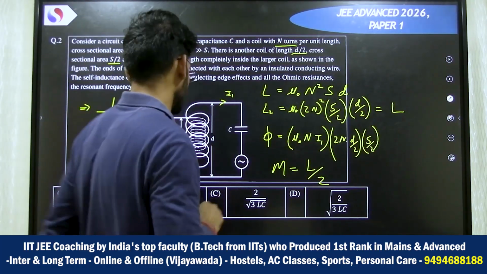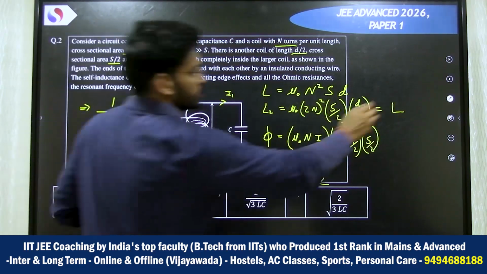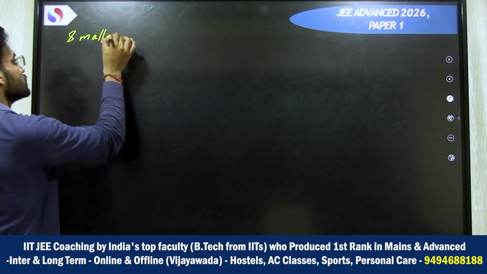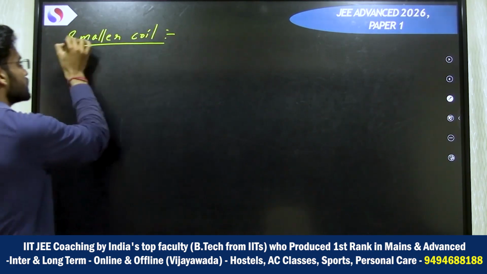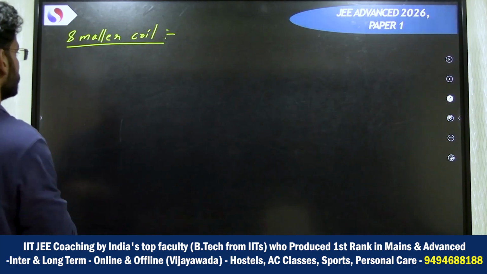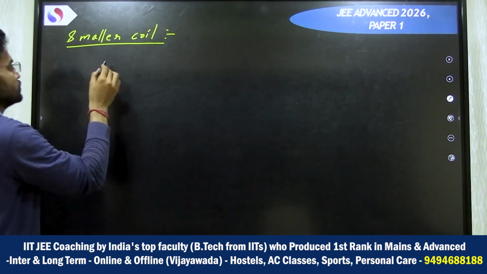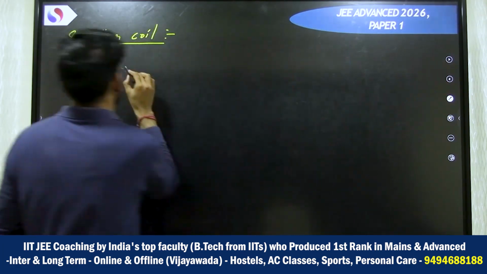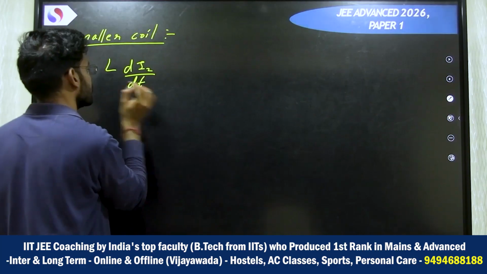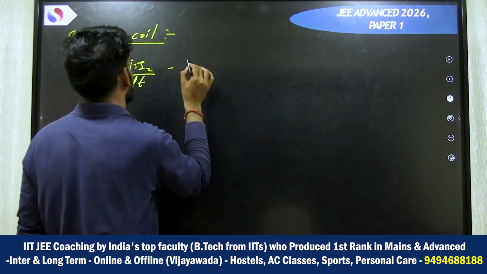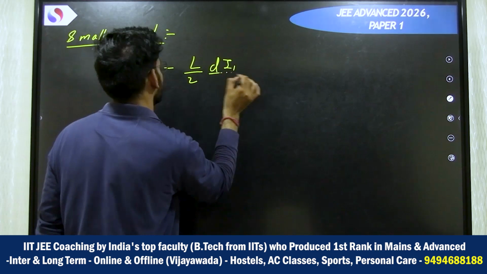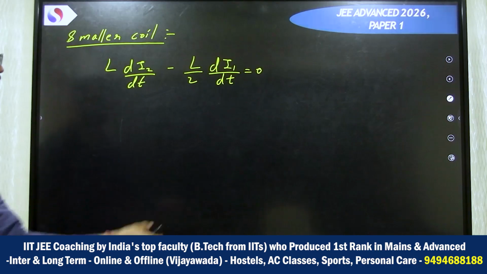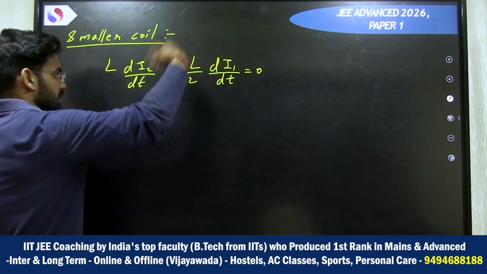Now what we have to do here is, for the smaller coil, what can I say? For the smaller coil, I can say flux, either you can write it down or directly write down the EMF. So L into this current, which is I2, so L dI2 by dt, minus L by 2, the mutual inductance, dI1 by dt is equal to 0, because you don't have an EMF. So that will be equated to 0.